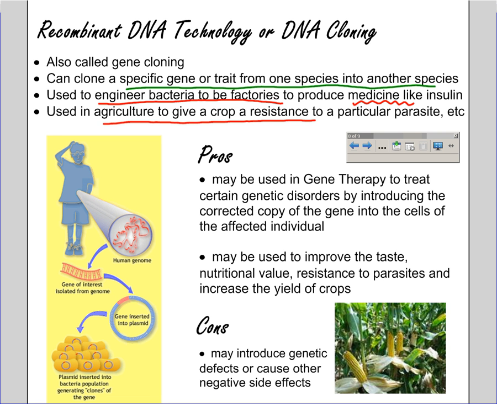Some of the pros: they may be used in gene therapy to treat certain genetic disorders by introducing a proper copy of the gene instead of a mutated one. They may someday be used to improve the taste, nutritional value, and resistance to parasites and increase yield of crops. They're already doing this for some crops, but they might be able to do it with more. Again, there's a lot of ethical concerns and concerns about possible side effects of doing that. We haven't studied the effects of making these alterations to the plants.